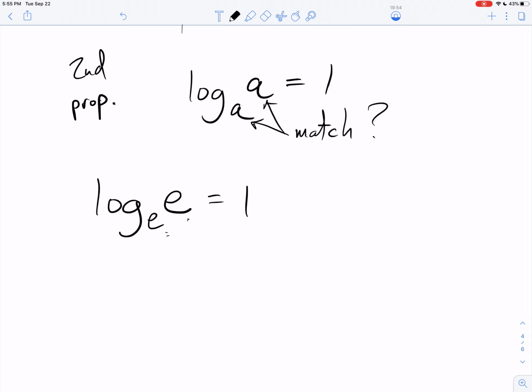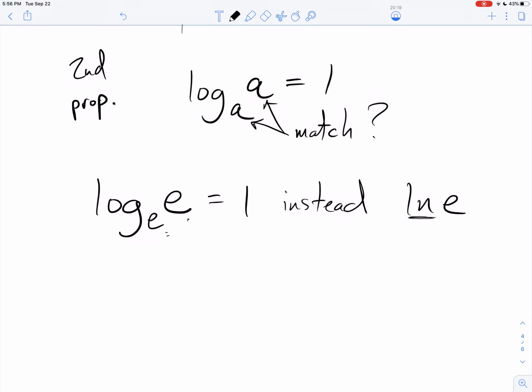But you know what? They will never, ever print this like this in the book. What are they going to do instead? Instead, you will see it written like this: natural log of e. See, because this stands for log base e. But second property, when those two guys match, you get 1 for an answer. That is your second property.